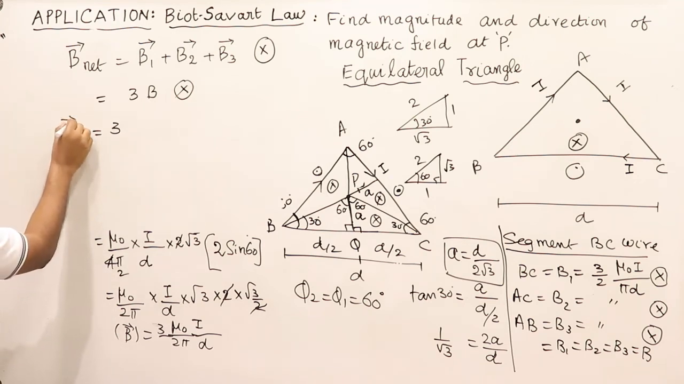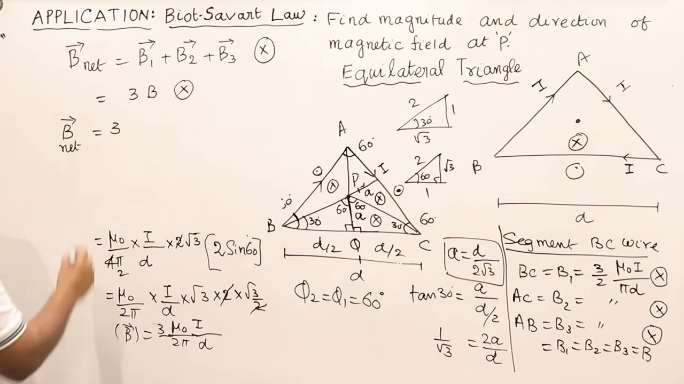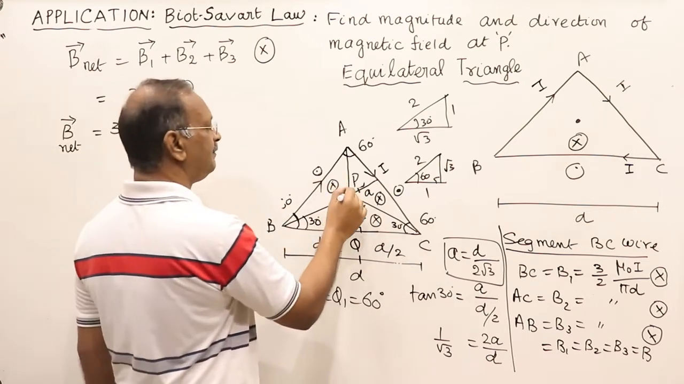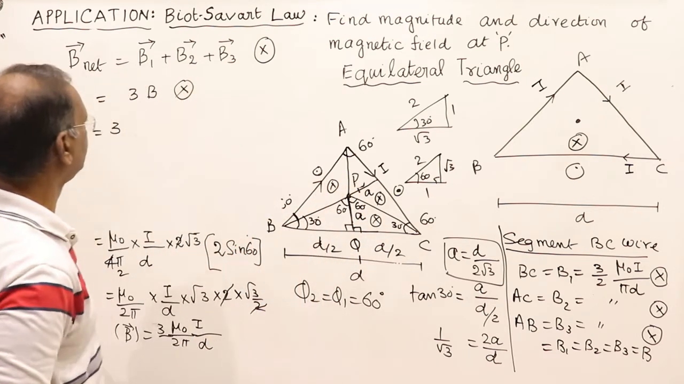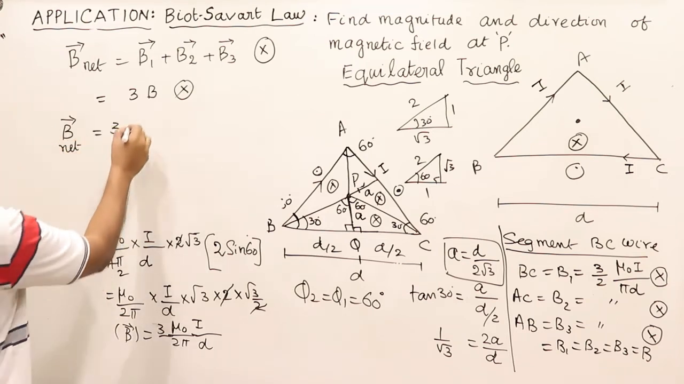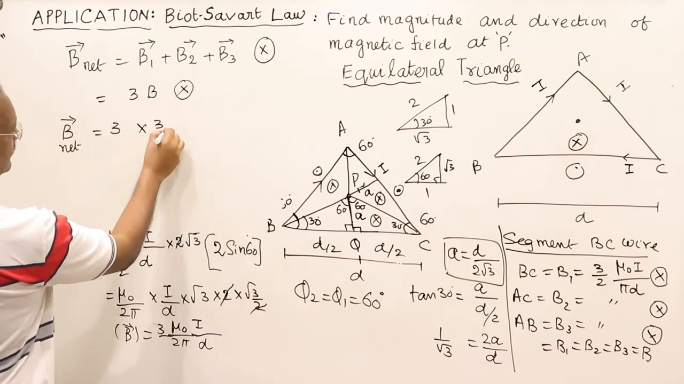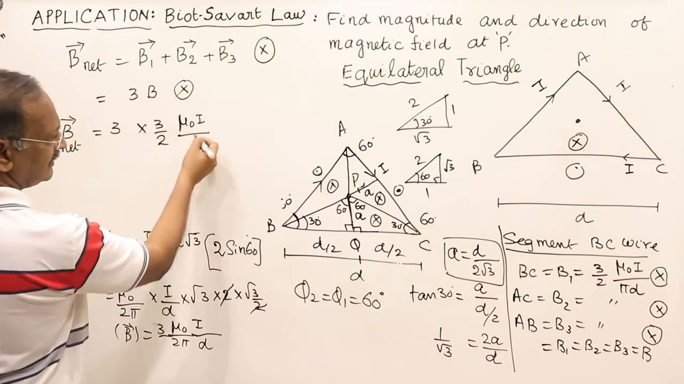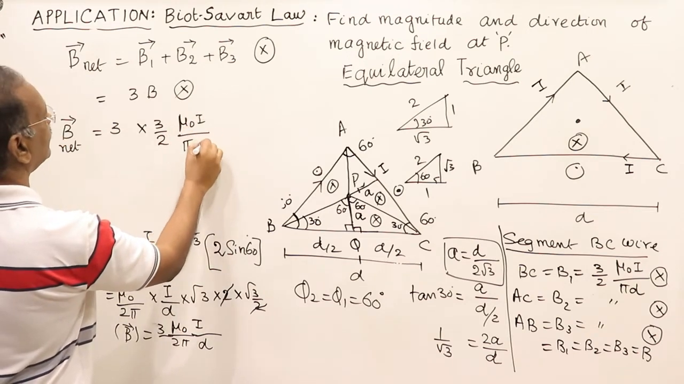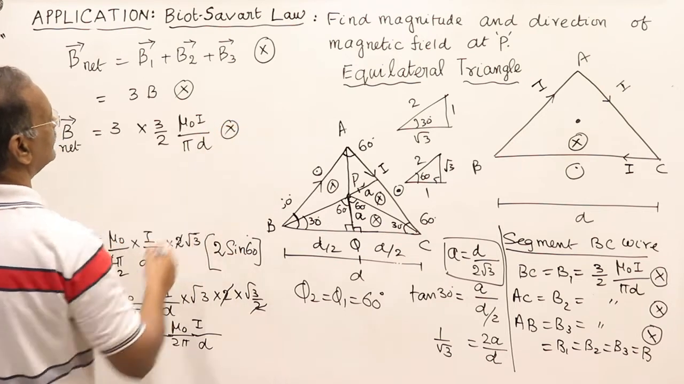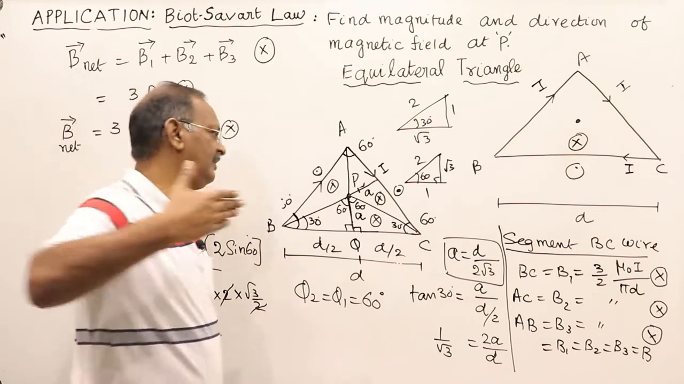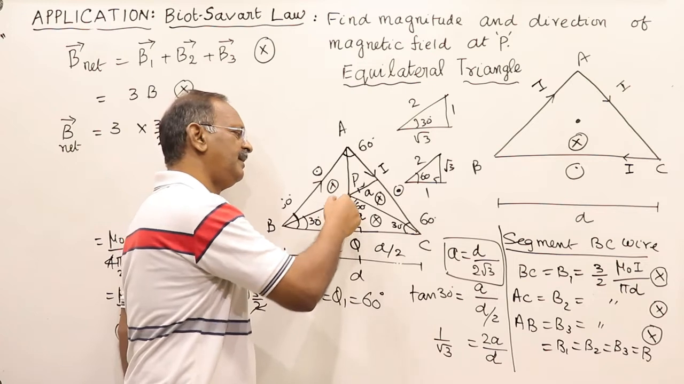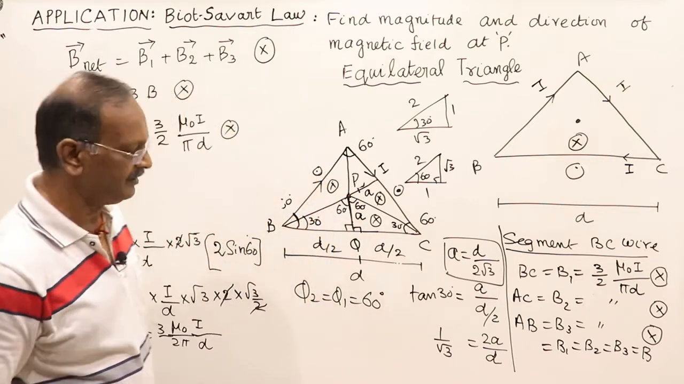magnetic field net due to the triangle segment at P. At P is equal to 3 into B. What is the value of B? B is equal to 3 by 2 mu naught I divided by pi into D. And this means the net magnetic field at P is into the plane of the board.